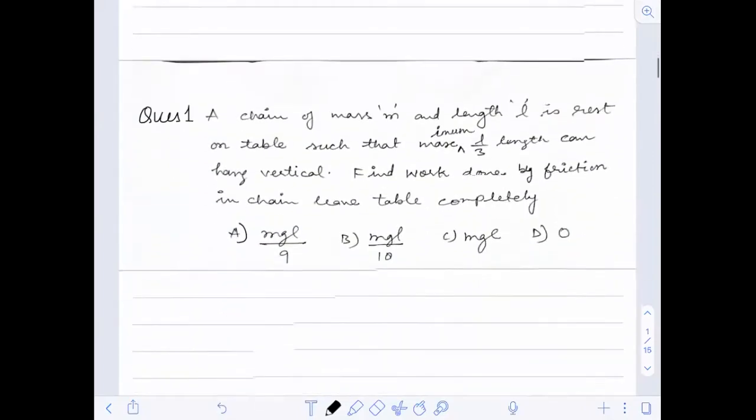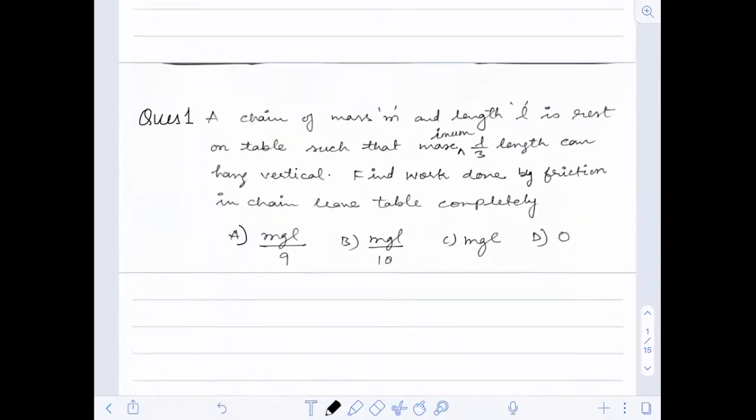This is the first question. A chain of mass m and length L is resting on a table such that a maximum of L by 3 length can hang vertically. Find the work done by friction on the chain to leave the table completely.